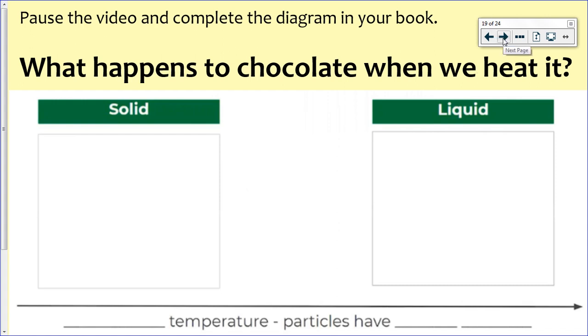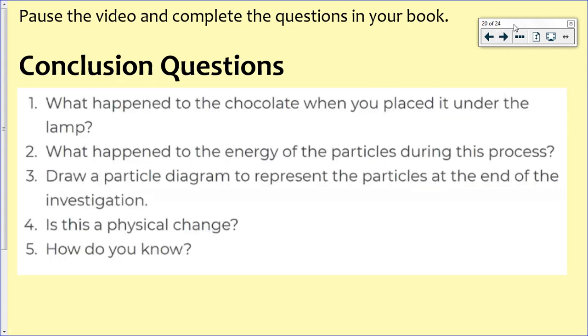Once you've then completed that, could you then answer these conclusion questions in your book? What happened to the chocolate when you placed it under the lamp? So go into detail about what was happening to the chocolate, what was changing, what did it become? What happened to the energy of the particles during this process? So you should have just written that one in your book with the last question. So the energy was what?